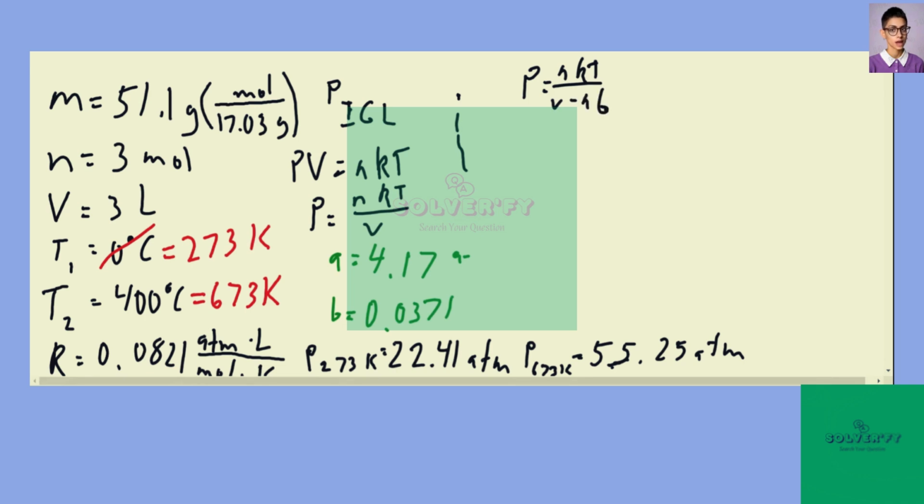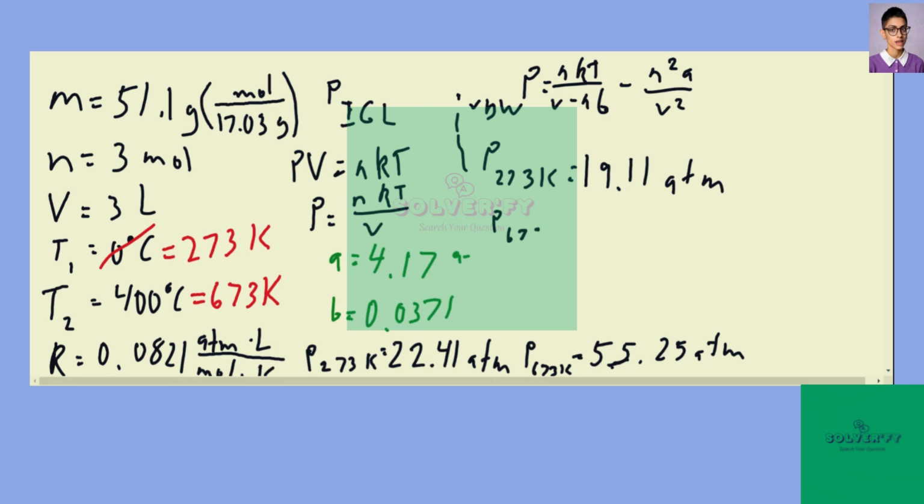So for the van der Waals at 273 K, we should get 19.11 atmospheres, and at 673 Kelvin, we should get 53.21 atmospheres. And so we can see how this equation will adjust the pressure under these circumstances.